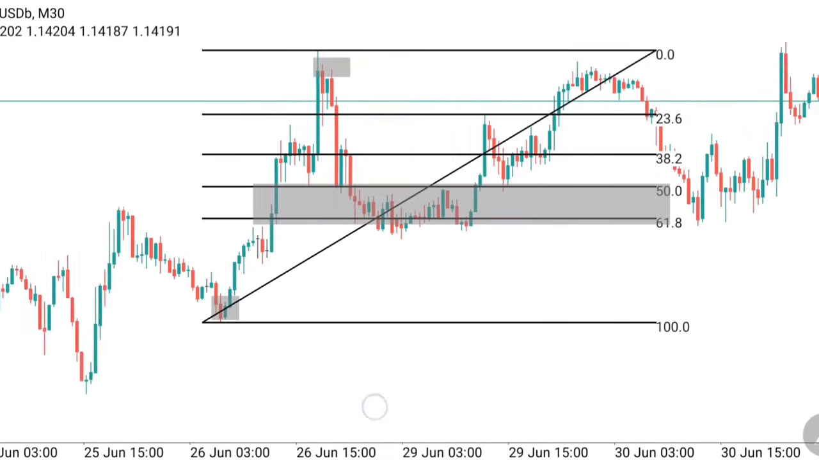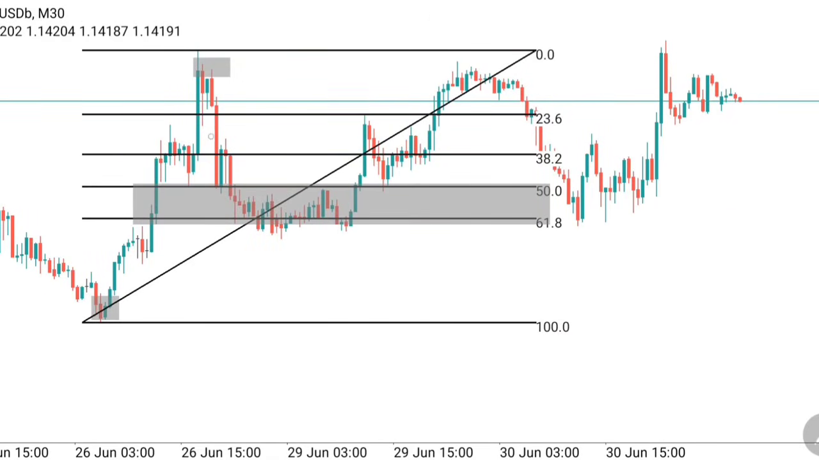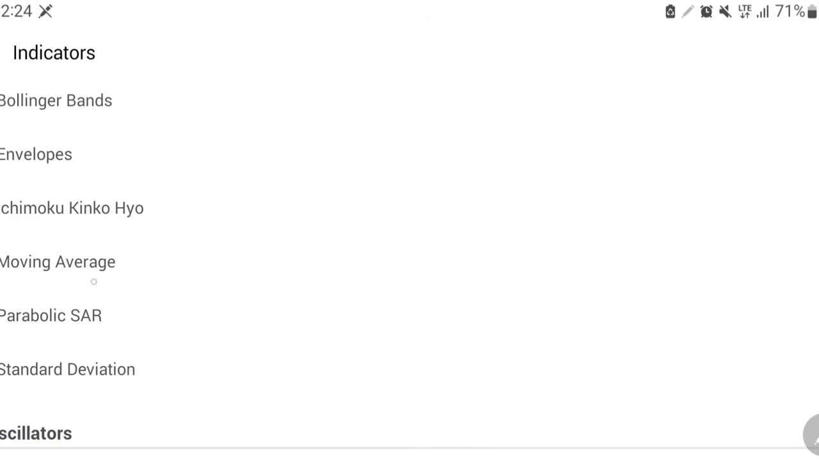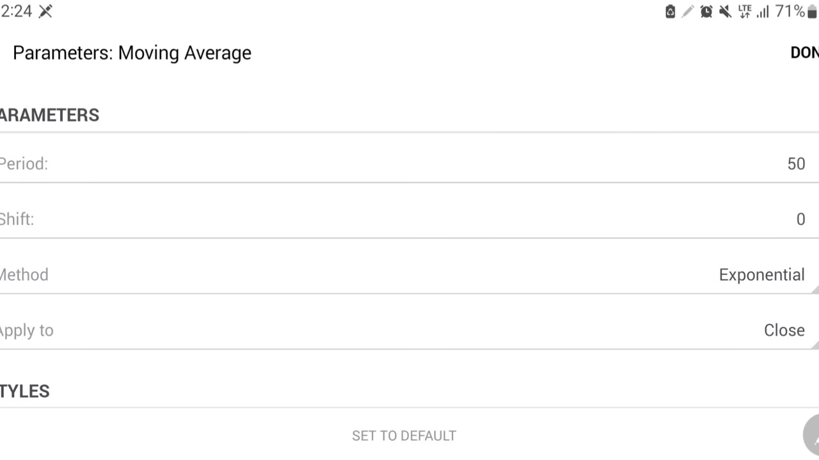I'll be showing you another secret recipe that you need to add in order to make this strategy even more lovely and even more reliable. That is to say, you need to add your EMA, and the EMA will be your 50 EMA. Add your 50 EMA to the chart. You go to moving average, click on it, and then the period will be 50.